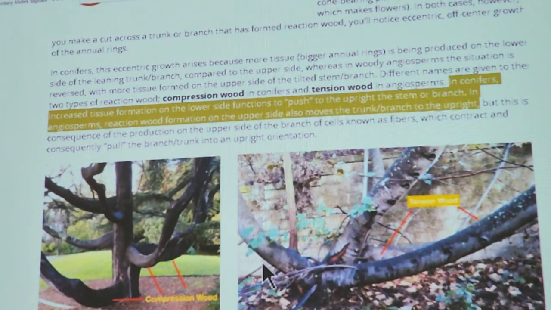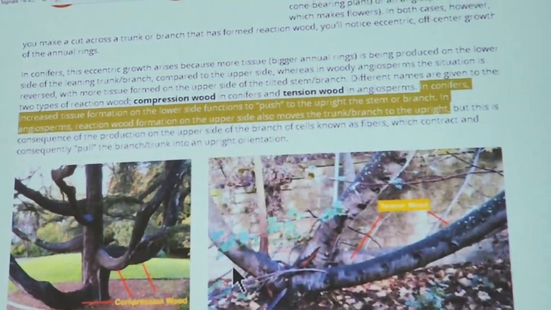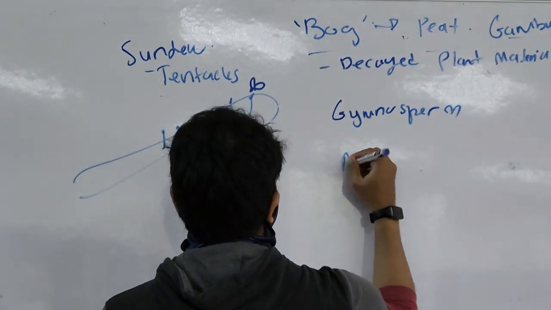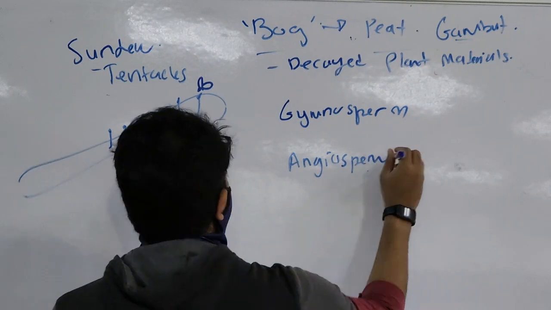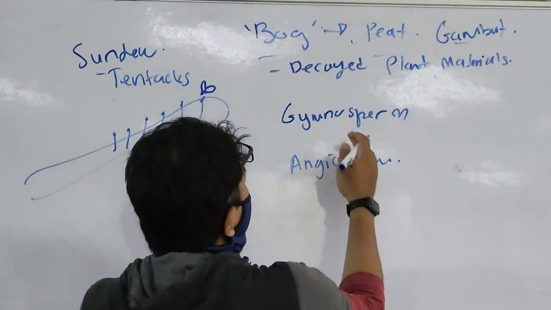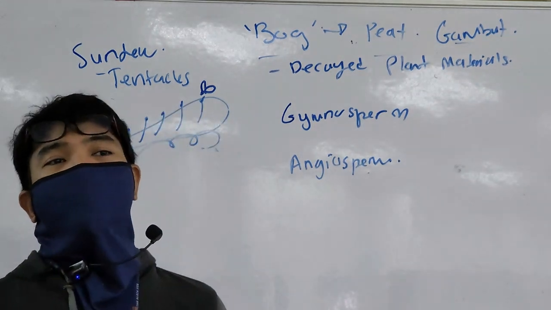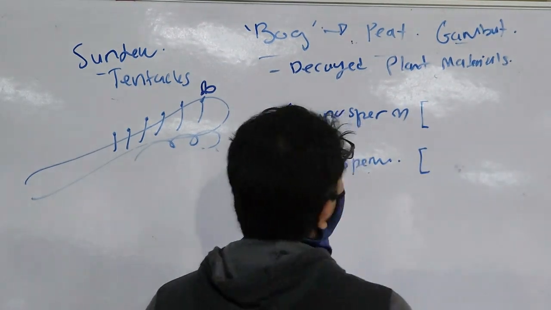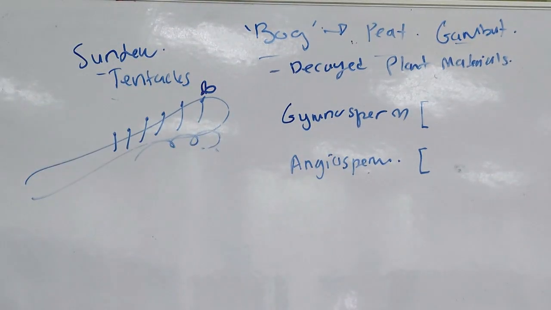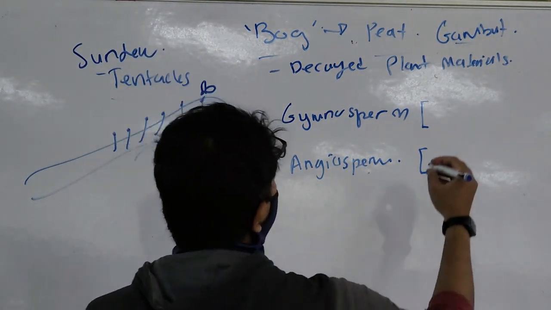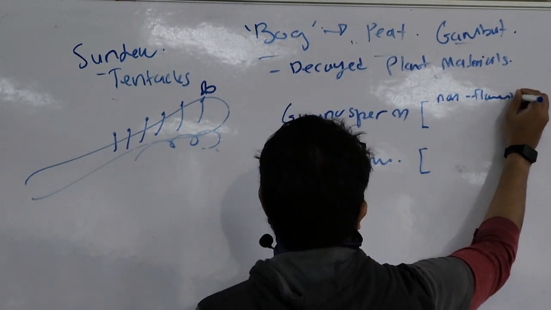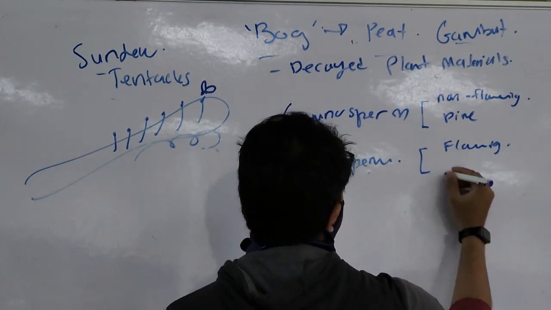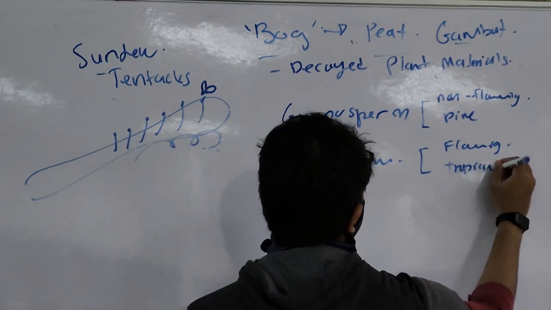depending on whether the tree is a gymnosperm tree or an angiosperm tree, so we have two, gymnosperm and angiosperm. Have you seen these words before? So what are gymnosperm trees? What does it mean? So flowering and non-flowering, as easy as that. Gymnosperm is non-flowering, for example the pine. Angiosperm is flowering, like all our tropical plants.